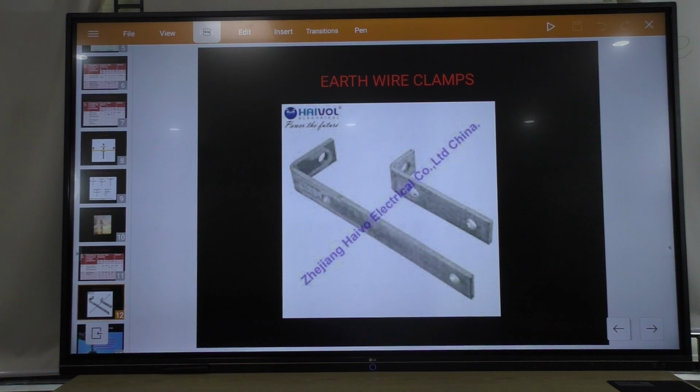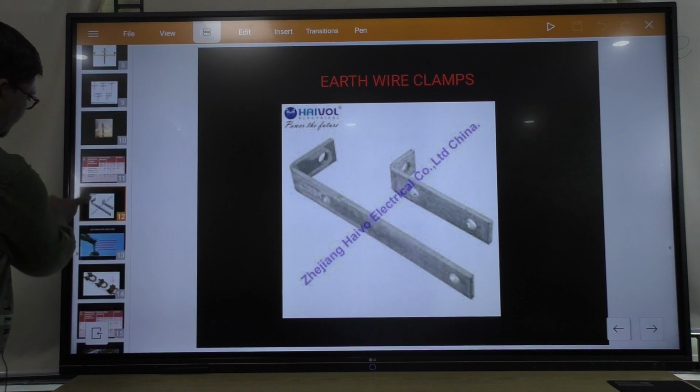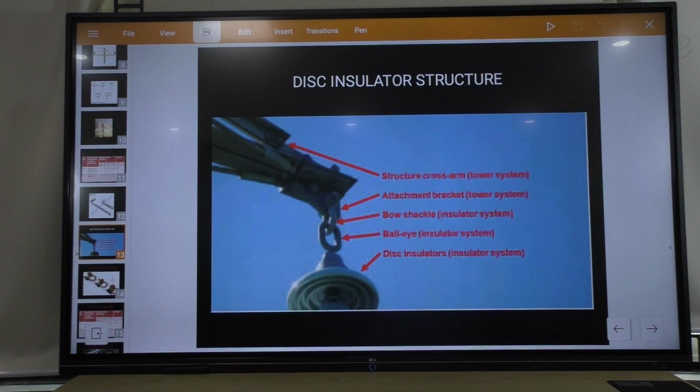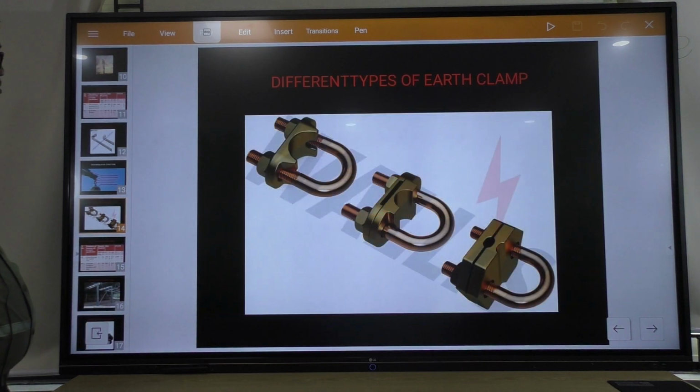These are the examples of earth arms. Next, earthwire clamps. Next, this is the example of disc insulator, which is used in double pole structure or in the dead end. These are different types of earth clamps to fix the earthwire.